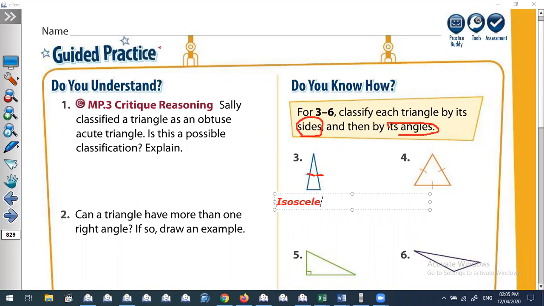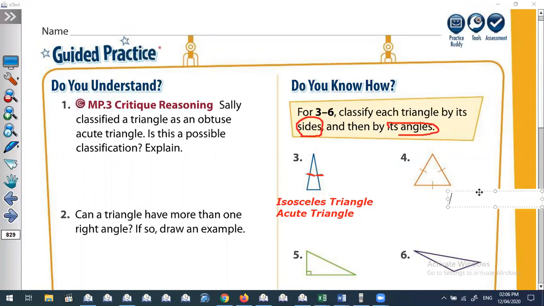Isosceles triangle, because we have 2 sides equal in length. What about here? We don't have a square corner, so it cannot be right, and we don't have more than right. So it will be an acute triangle because the 3 angles are smaller than 90, less than right angles.